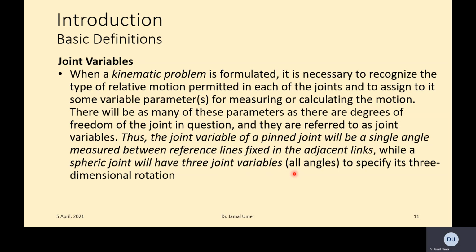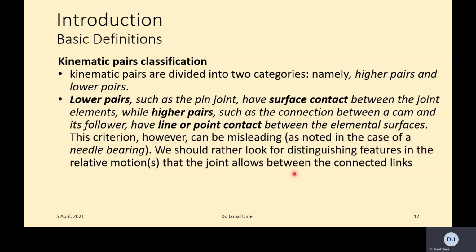All right. So kinematic pair classification. Yeah, this is quite interesting. Kinematic pairs can be classified or divided into two categories, namely higher pair and lower pair. So this is a very, very broad classification. You can say it's a higher pair or a lower pair, right?